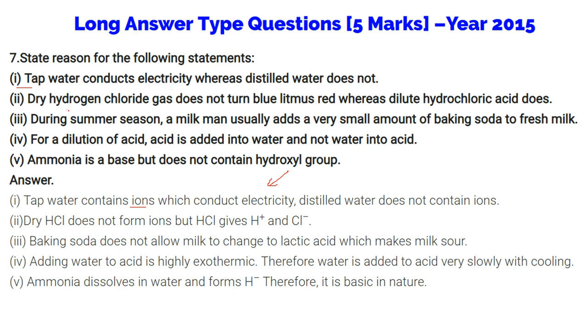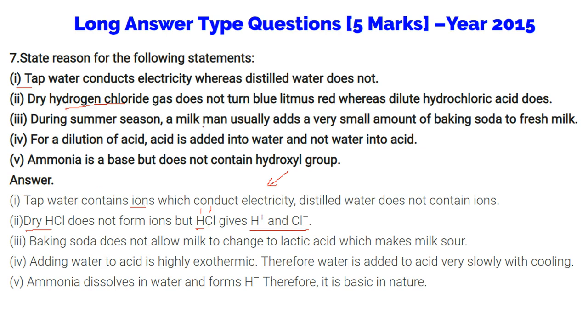The second is, dry HCl gas does not turn blue litmus to red, whereas dilute hydrochloric acid does. Dry HCl does not form ions, but HCl in water gives H plus and Cl minus. That is why we get ions, and now it turns the litmus color.